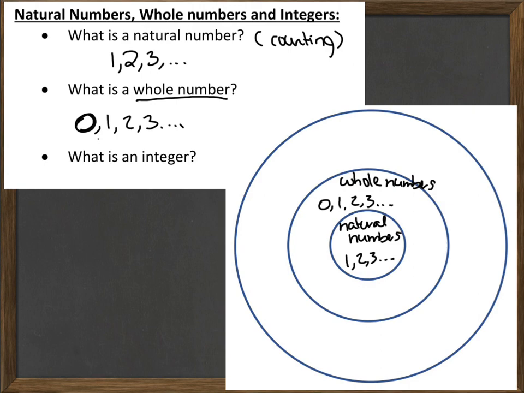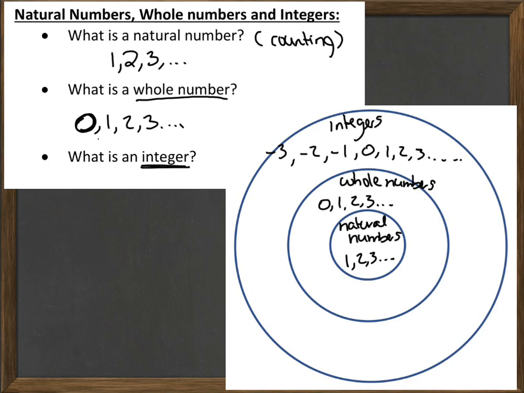And then lastly, what about integers? Well, with integers you still have 0, 1, 2, 3, and so on. But then we fill in the other end, which is the other side of these numbers: negative numbers. So that is integers.